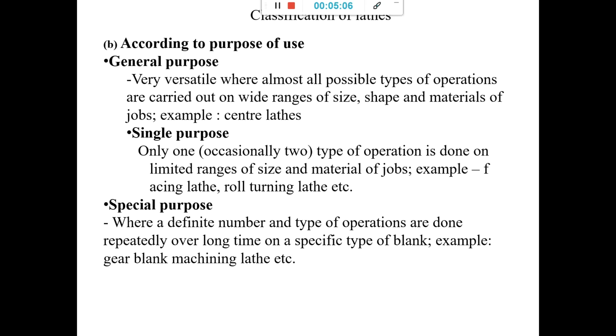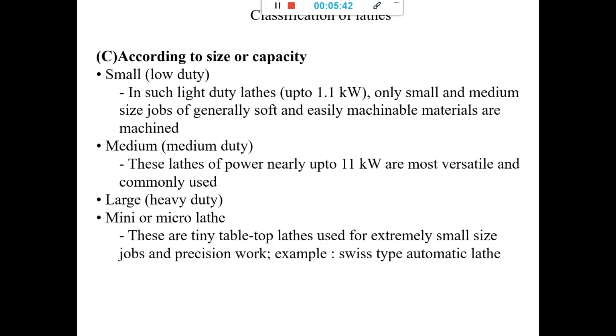Now, a special purpose lathe is one where a definite number and type of operation is done repeatedly over a long time on a specific type of blank. That is, the lathe is used to make one specific job only, one specific workpiece with one specific shape. That is known as a special purpose lathe. For example, a gear blank machining lathe is one of the special purpose lathes.